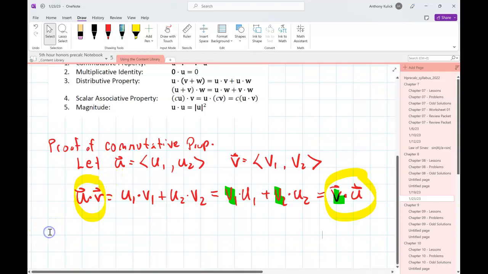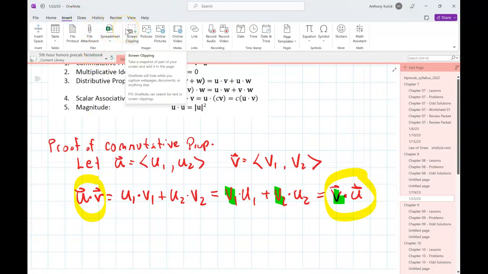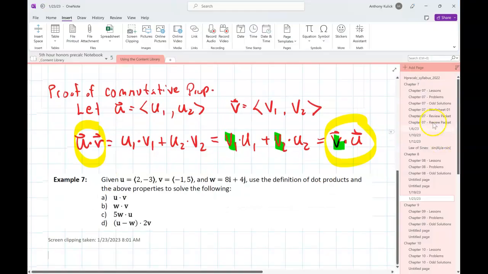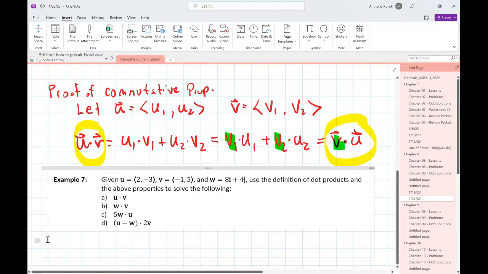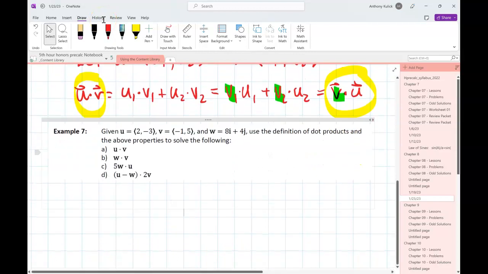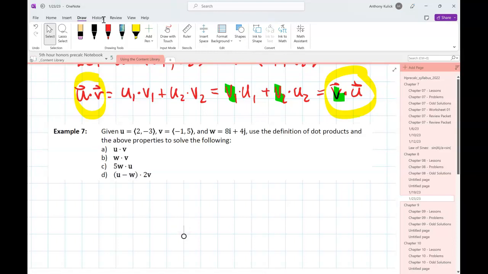Yay! All right, let's do a numeric example to just make sure we got the feel for this. All right, so we have the vectors u and v and the vector w. Use the definition of dot products and the above properties to solve the following.